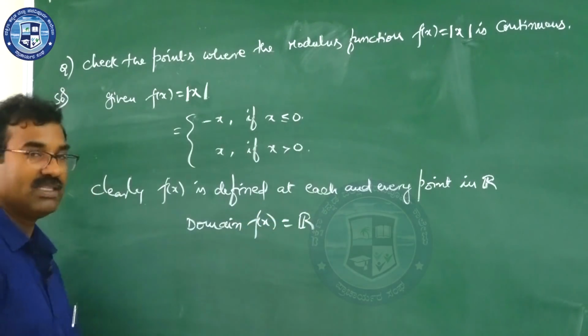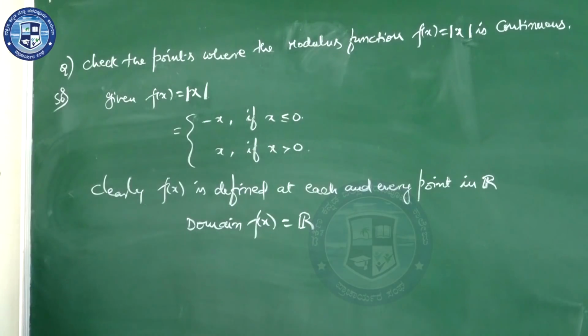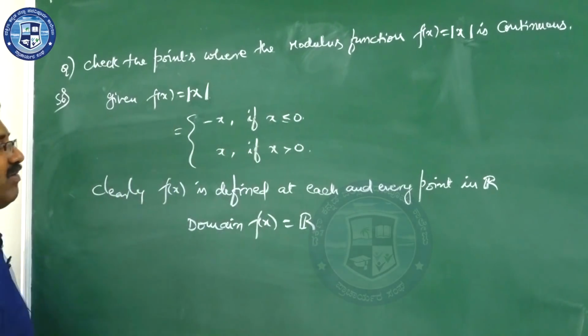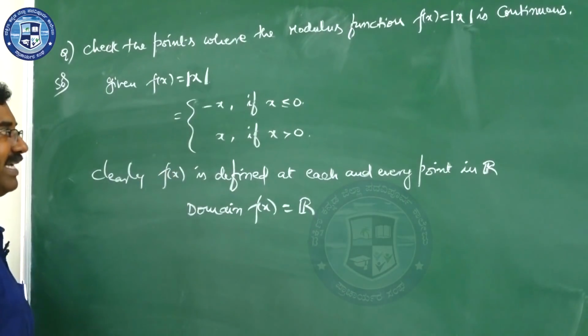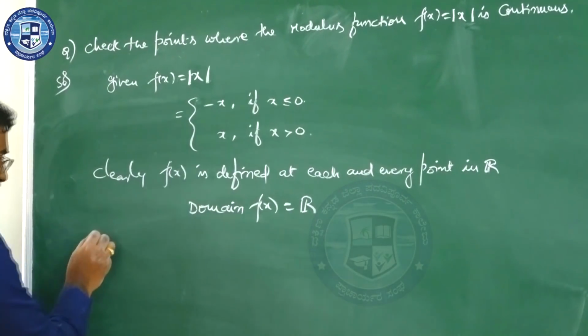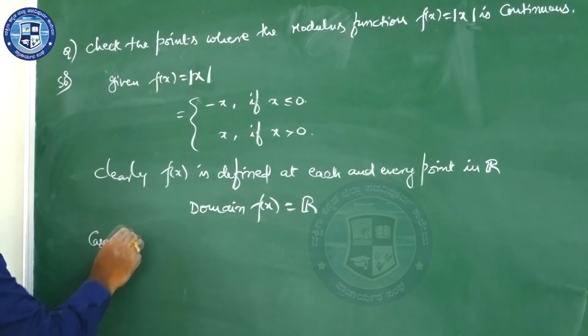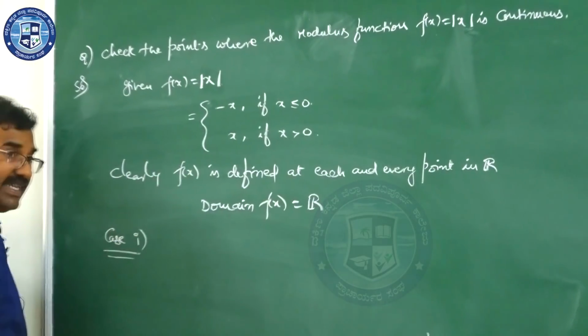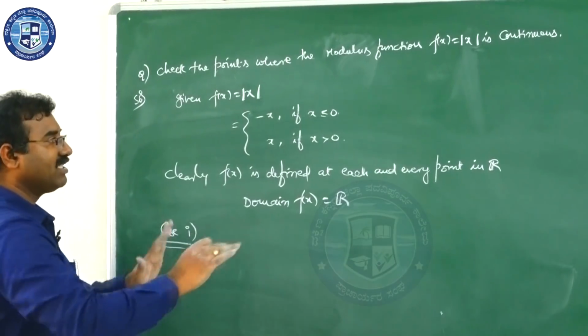Now we will work it out in 3 cases, right? It means less than 0, 1 case, equal to 0, 1 case, and more than 0, 1 case. Case 1. Because the function is splitting there, right? So 3 divisions we can do.